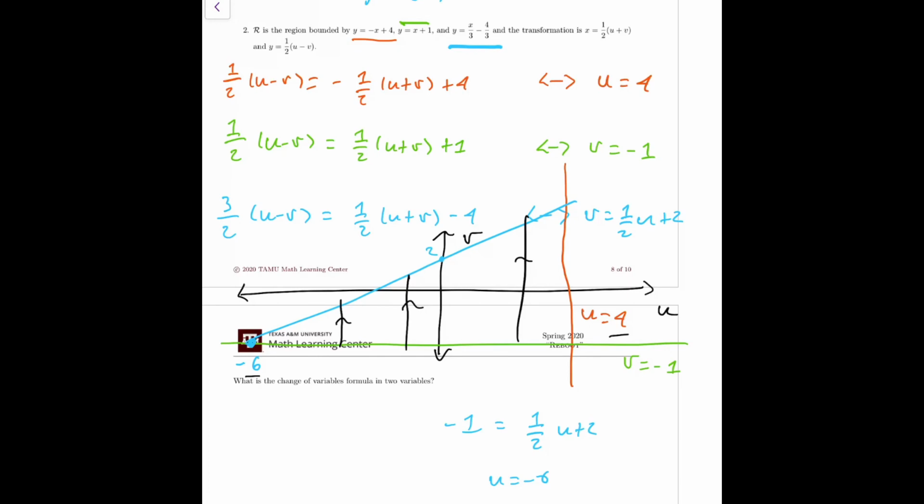This is one of the main uses of u substitution in Calc 3. It's not necessarily because the integrand is difficult, it's because the region that we're integrating over is difficult. We'll see examples of this in a few videos.